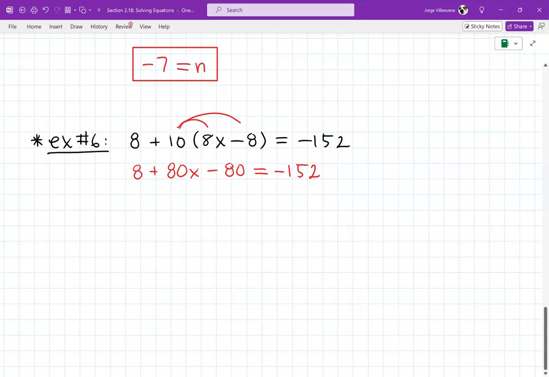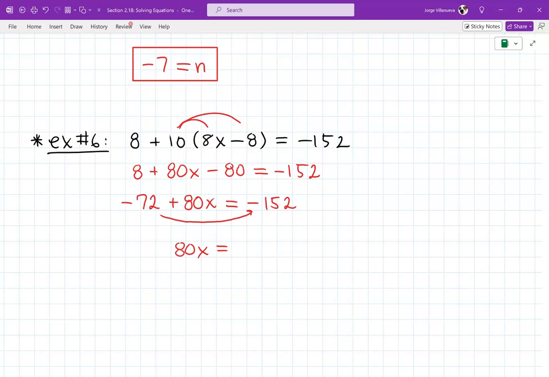That looks correct. So on the left side, I can combine 8 minus 80. So that's negative 72 plus 80x is equal to negative 152. Okay. Next, I gotta leave that 80x by itself. So that negative 72, I'm gonna throw that over to the right-hand side. It's gonna become a positive. Okay, so it's 80x equal to, well, if I add 72 to 152, what do I get?